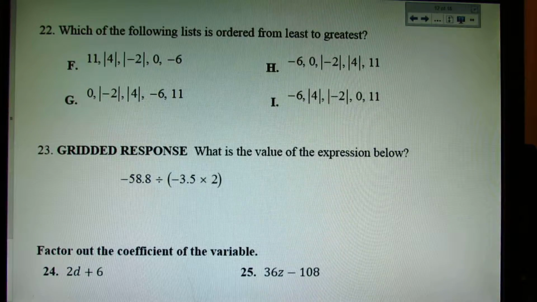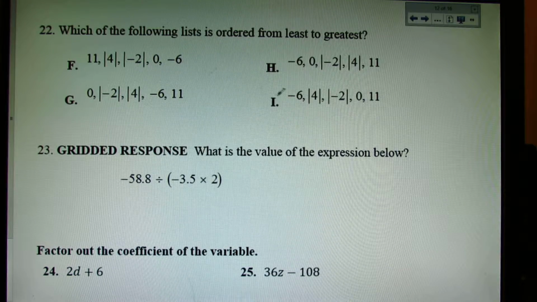Number 22. Which of the following is in order from least to greatest? Okay, let's take a look at these. Lots of different ones. There's some absolute values in here. It's not easy to pick out the answer right away. So what I'm going to do is I'm going to go through each one individually.